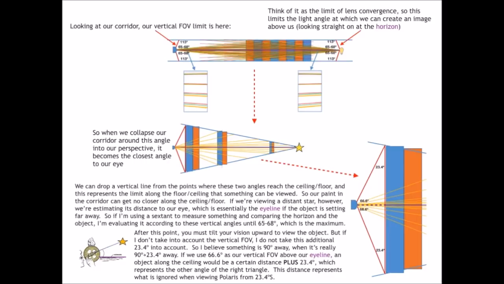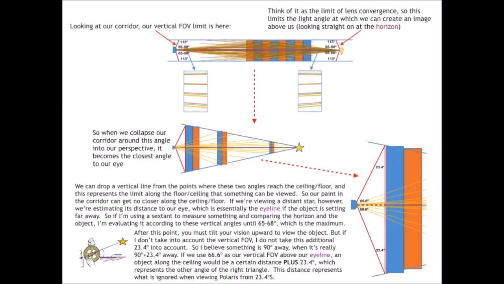Looking at our corridor, our vertical field of view limit is here. Over on the left, you can see how the angles diverge and converge from the light source, and they are converging back on our lens. So think of this limit as a limit of lens convergence. This limits the angle at which we can create an image above us or below us, looking straight on at the horizon. So when we collapse our corridor around this angle into our perspective, it becomes the closest angle to our eye. In other words, it's the closest angle with which we can view those paint stripes, essentially.